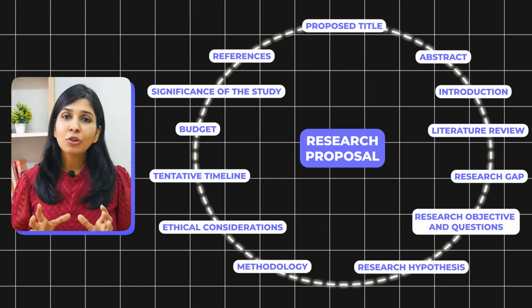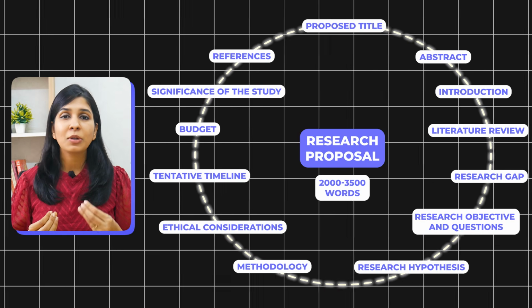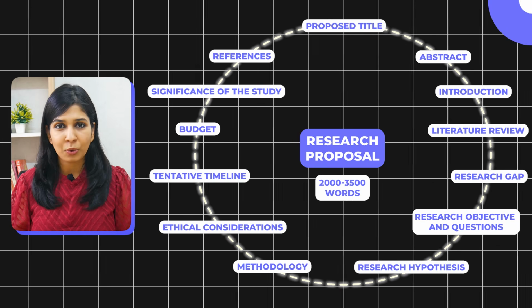Now, the total length of a research proposal is usually somewhere between 2,000 to 3,500 words. But sometimes the word limit is also shared with you. So do check the requirements and prepare accordingly.